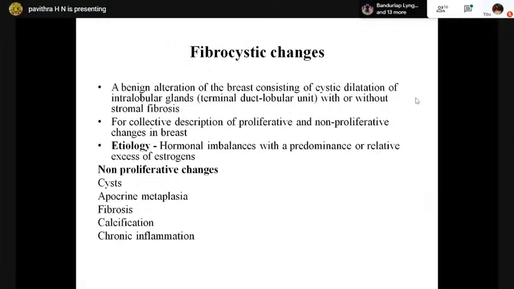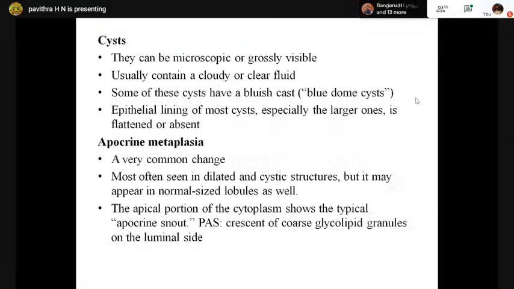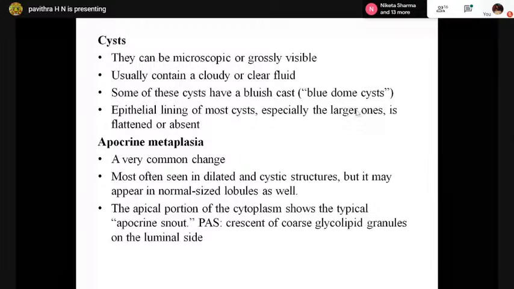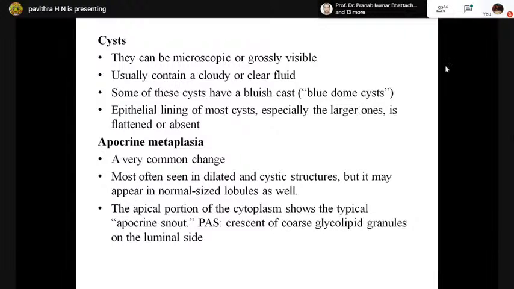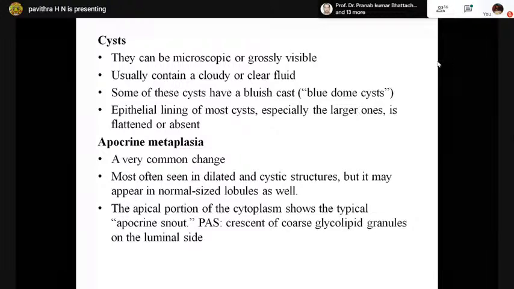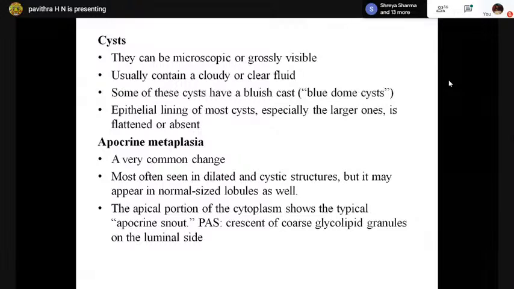The cyst can be either a microscopic or a gross feature. They usually contain fluid or cloudy fluid, and some of the cysts have a bluish hue, which is also called blue dome cysts. They are called so because most of the cysts in the breast contain fluid that is bluish in tinge, though the intensity of the color may vary. That's how they got the blue dome cyst terminology. The epithelial lining of most cysts is either flattened, or you don't find an epithelial lining in the larger cysts. Another common change is apocrine metaplasia.